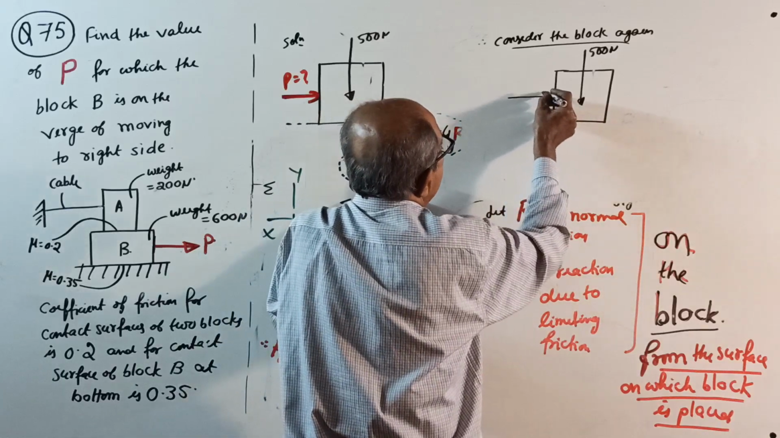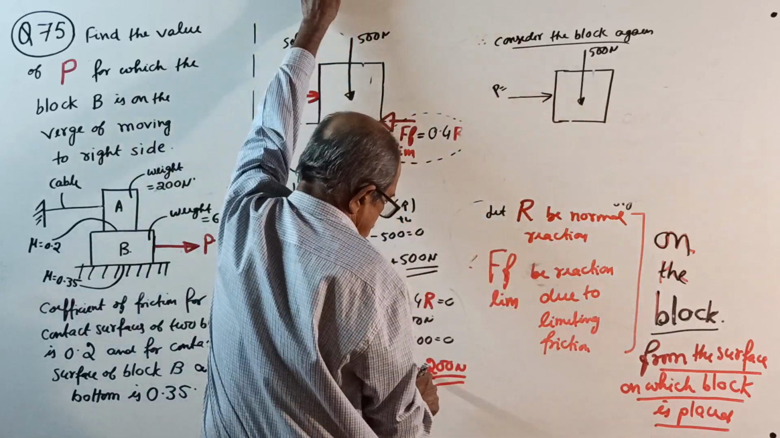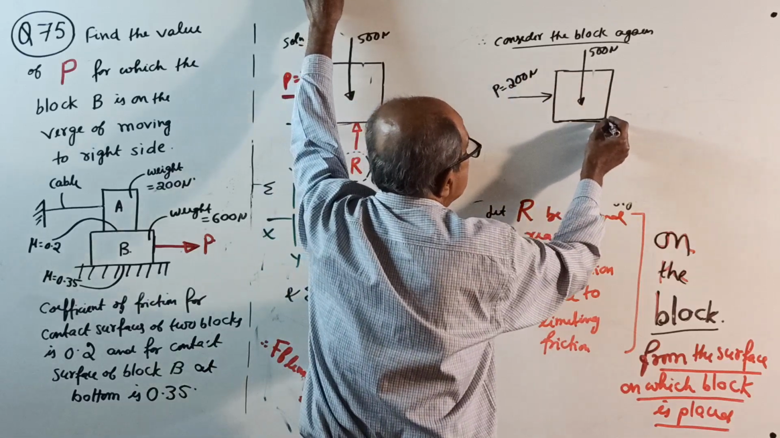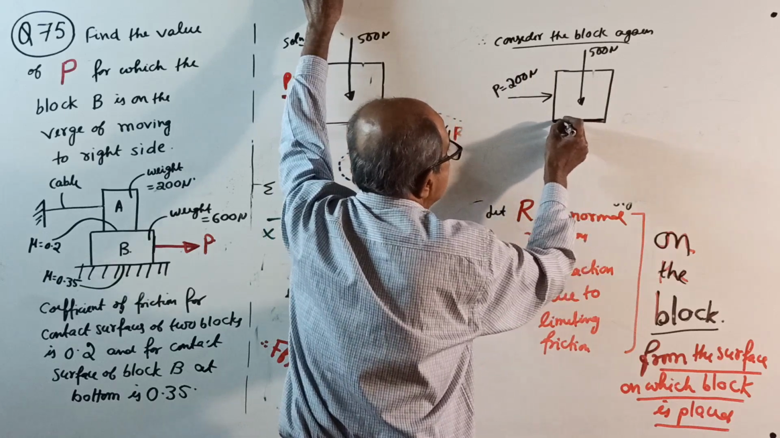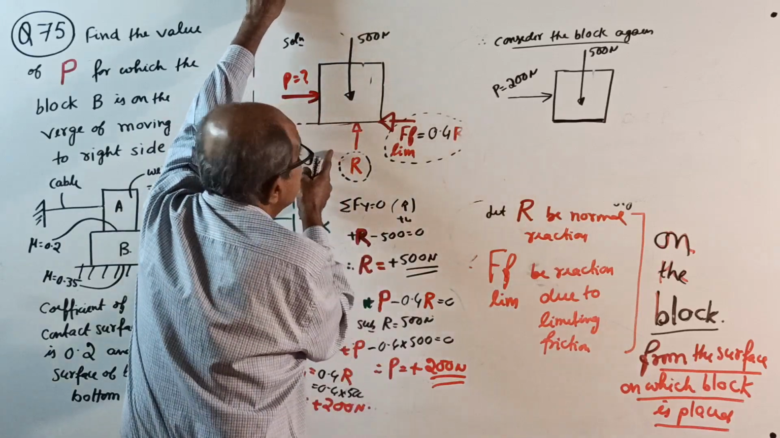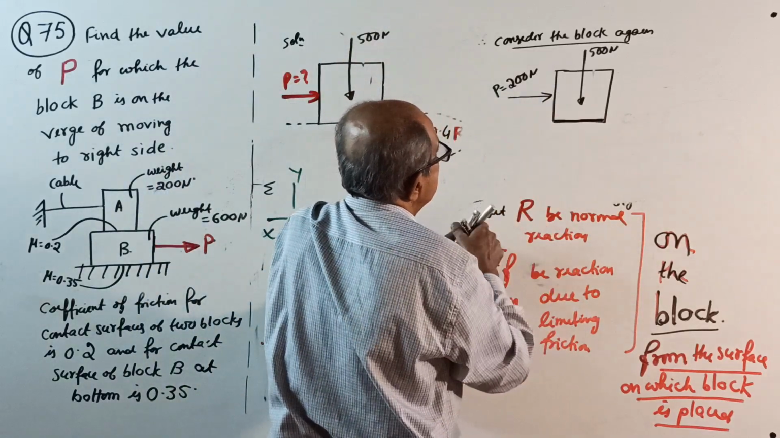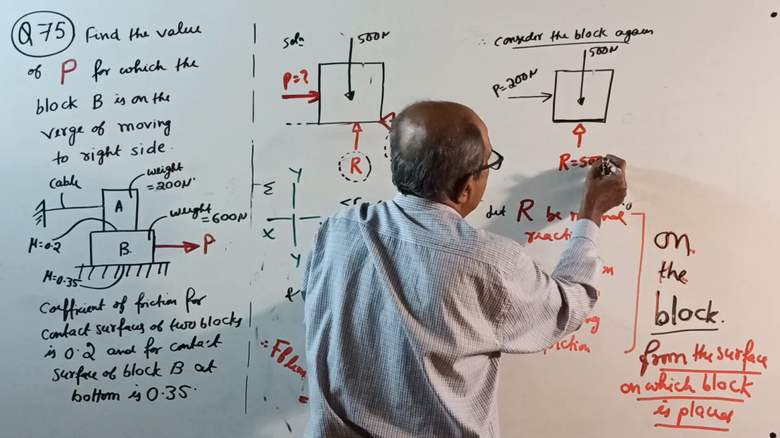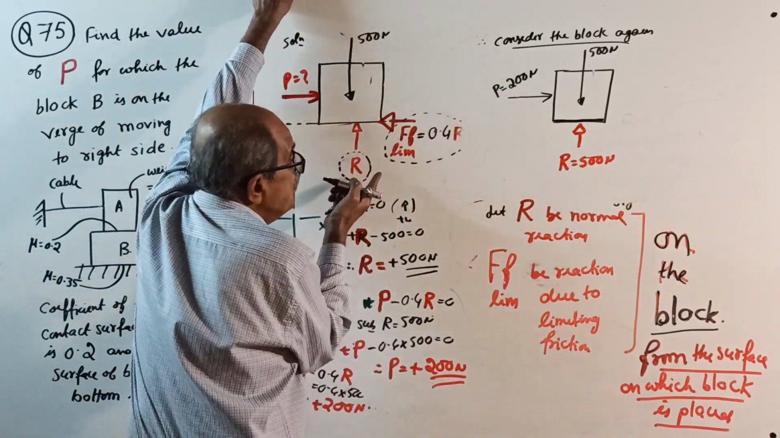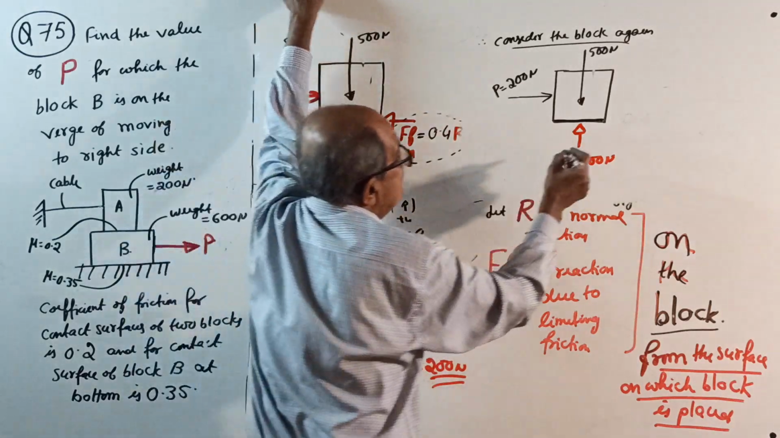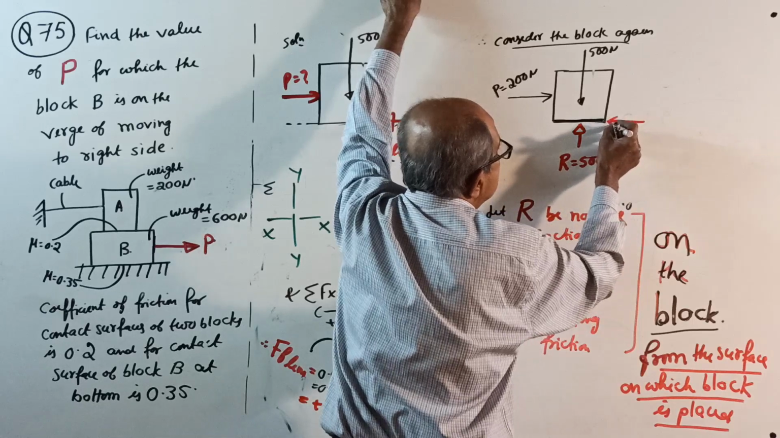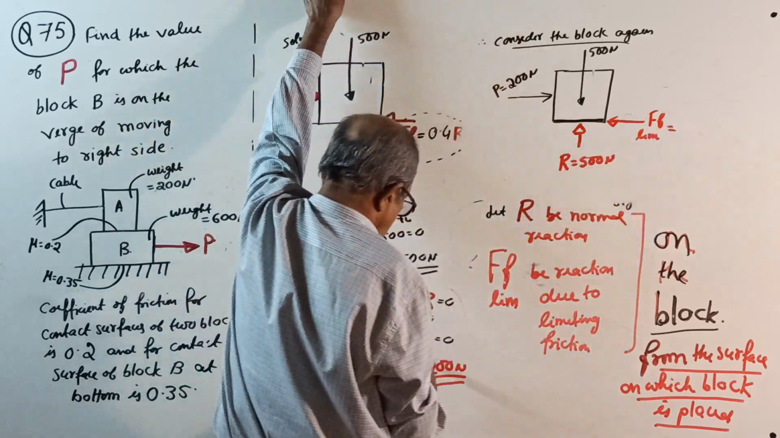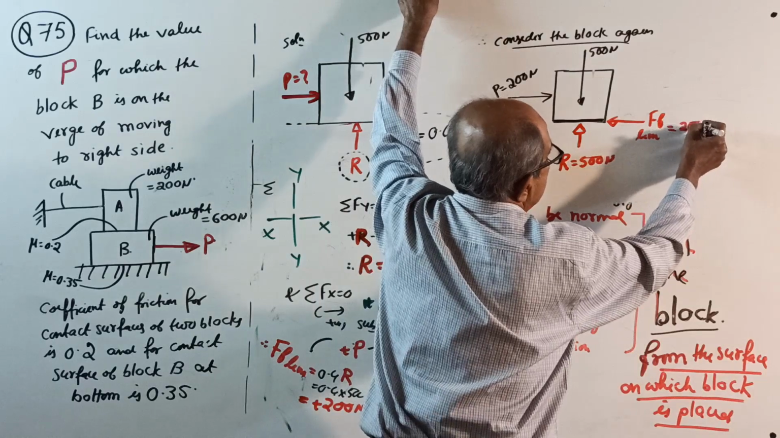Now P is not important. You apply a force P of 200 Newton when the block is just moving. Then at this contact surface, from the surface to this block, there is a normal reaction R equal to 500 Newton, and also from the contact surface to the block there is a frictional force here. This frictional force, limiting, is how much? Once again, 200 Newton.